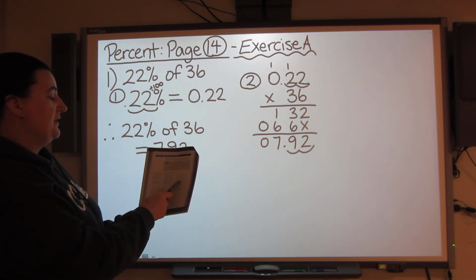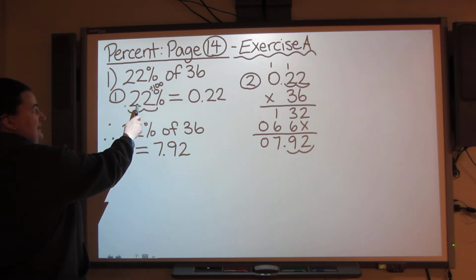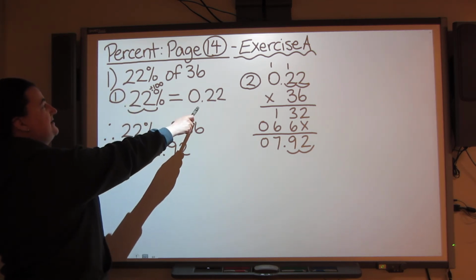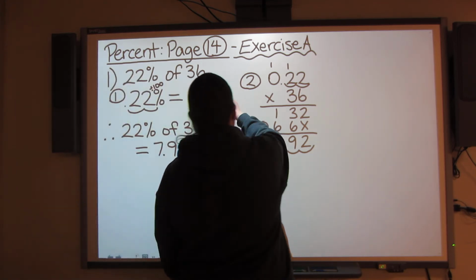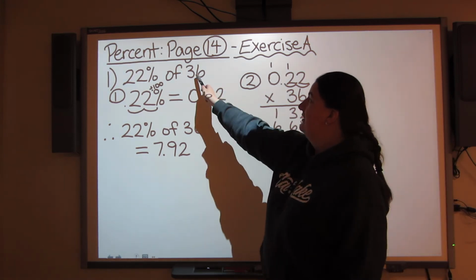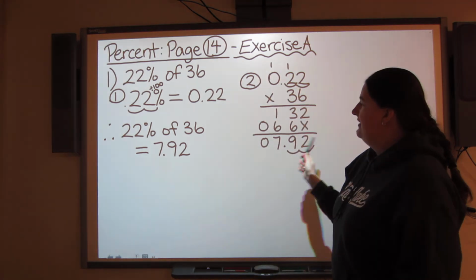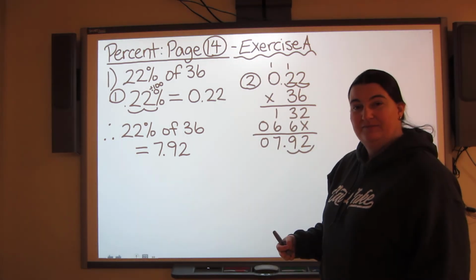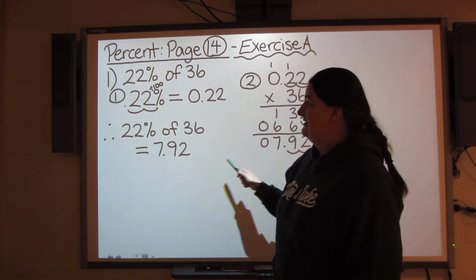So from 1 to 21, 2 steps. Take your percent, change it to a decimal by dividing by 100. Then you take that decimal you just figured out and you multiply it with the number that you're working with from the question. And then you write your answer. So all of exercise A should look like this.